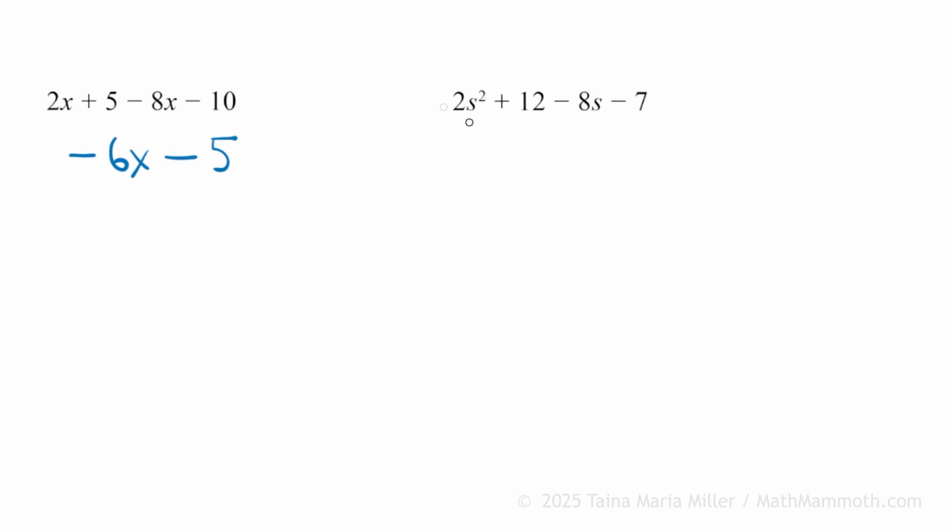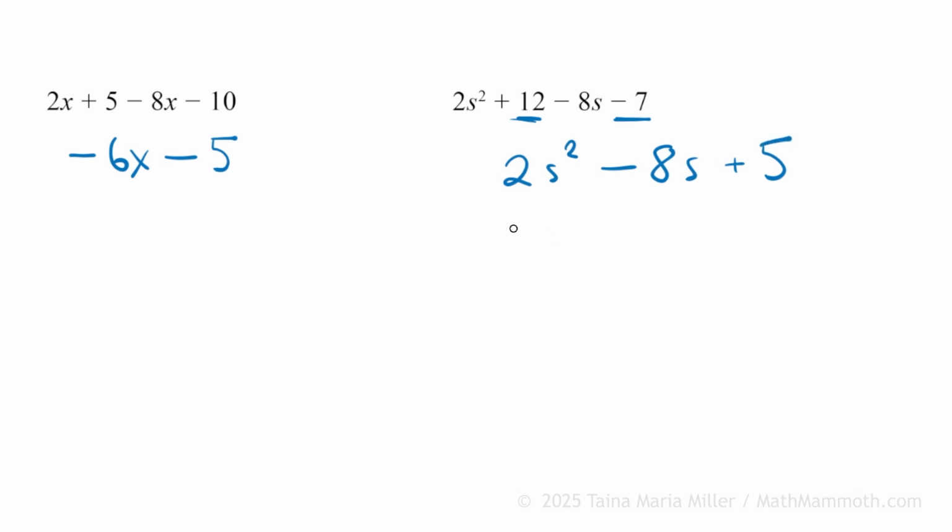This one here, 2s squared and 8s, they are not like terms. We cannot combine them. The variable parts are different. s squared is not the same as s, so we do nothing there. However, we can combine the constant terms, 12 and minus 7. So this one simplifies to 2s squared minus 8s and then plus 5.